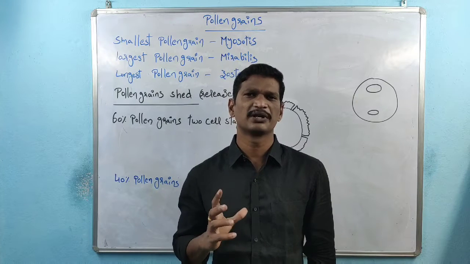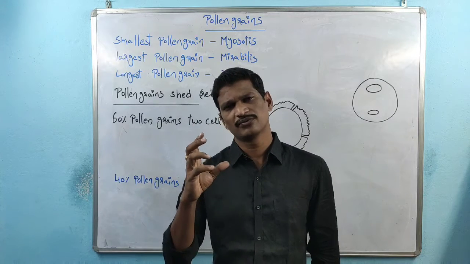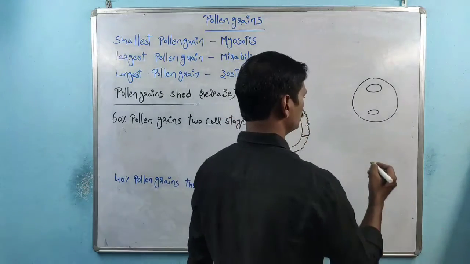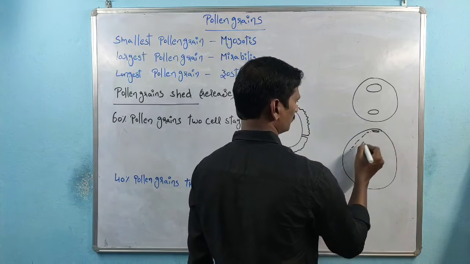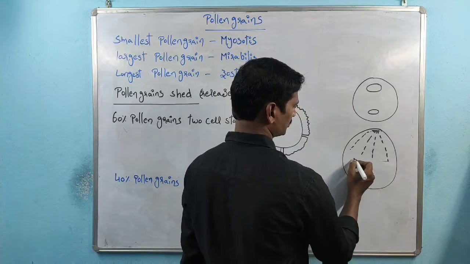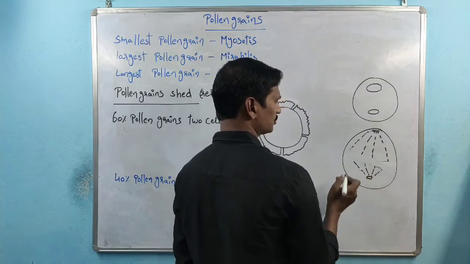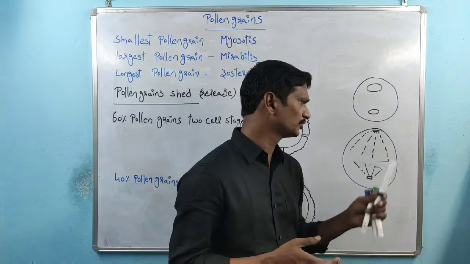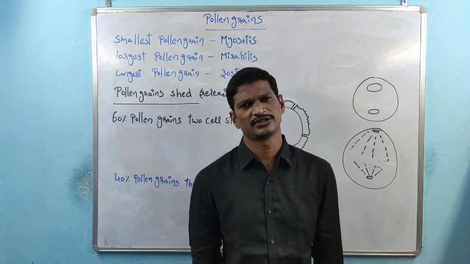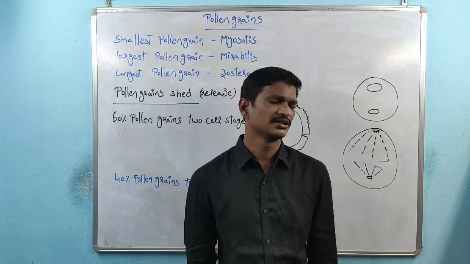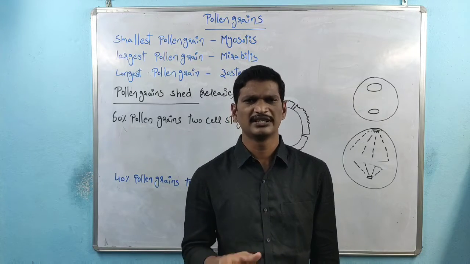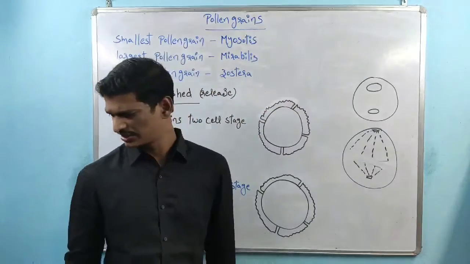The reason is asymmetric spindle apparatus formation. On one side the spindle apparatus formed is long, and on the other side the spindle apparatus is short. During cell division, spindle apparatus are formed; one is long, and this other one is short. So one length is long, the other length is short. Due to the asymmetric spindle apparatus formation, one nucleus has a large size and the other a small size. That is the basic reason for asymmetric nucleus formation. Asymmetric means not having the same or equal size. That is the basic concept we discussed in the last class.